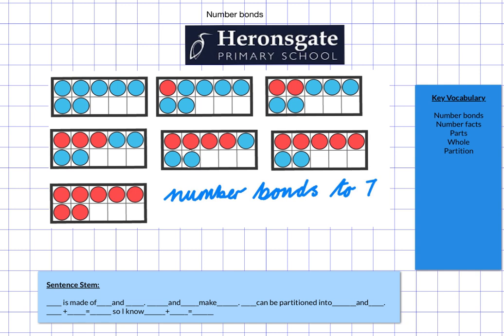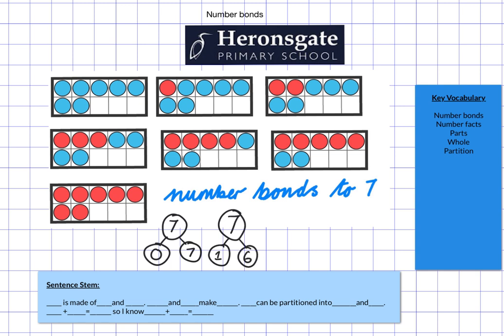Then they're able to partition it. So looking at that first one, we have the whole of 7. It can be partitioned into 0 plus 7. Those are the two parts. So that's that one. And the second one, the whole of 7, can be partitioned into 1 and 6.